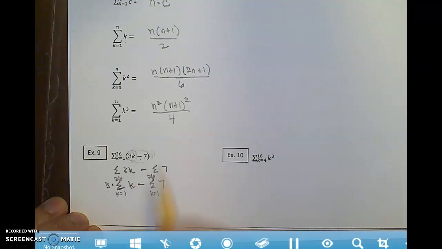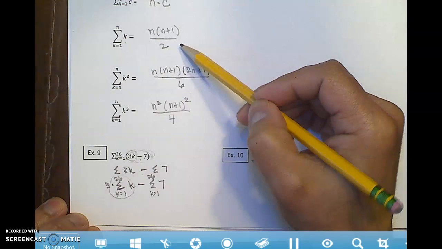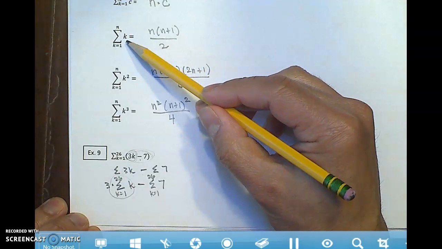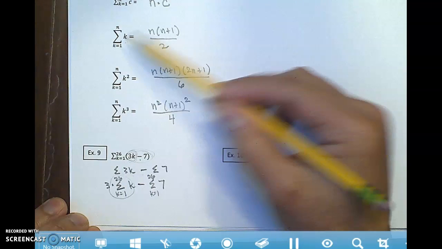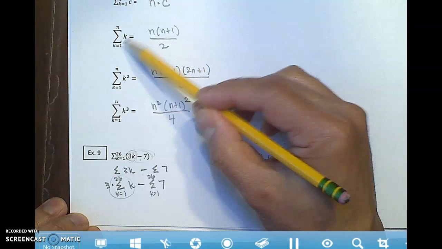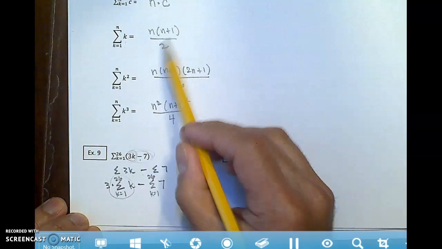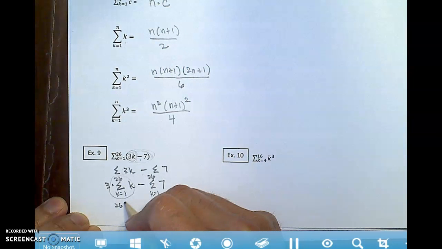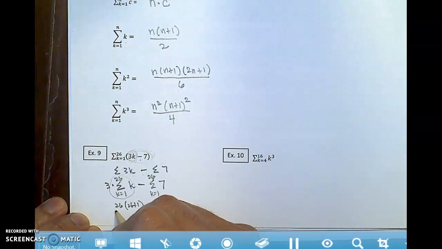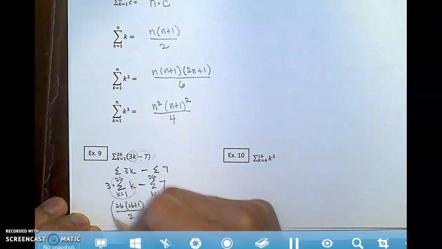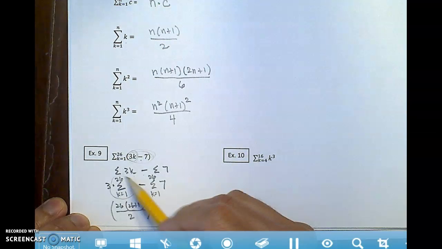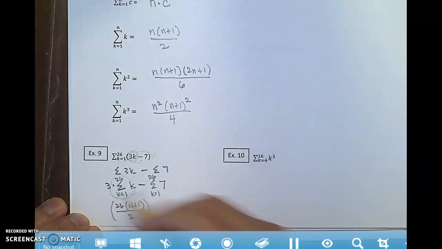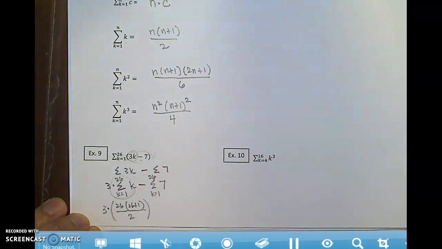Alright, so this one right here, we are going to use this formula right here, the summation of a sequence that's described by this expression k. Alright, so here I'm going to plug in, remember I'm going from 1 to 26 here, so I'm going to plug 26 in for n. So it's going to be 26 times 26 plus 1, all divided by 2. So that is coming from this summation. And then, let me not forget, I'm going to multiply that all by 3.